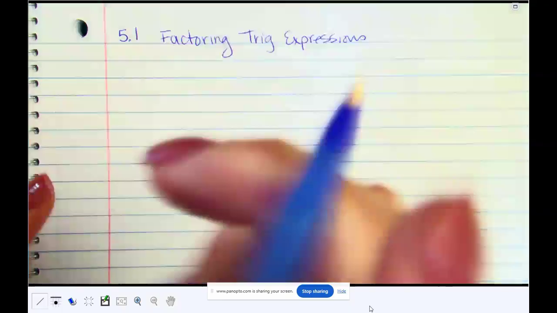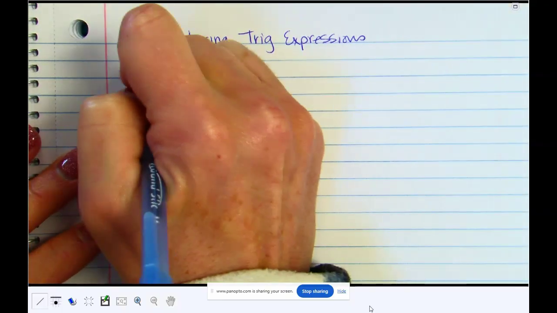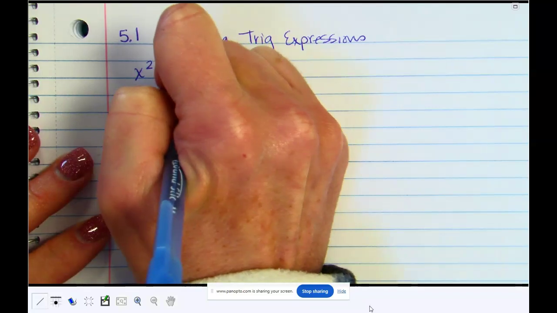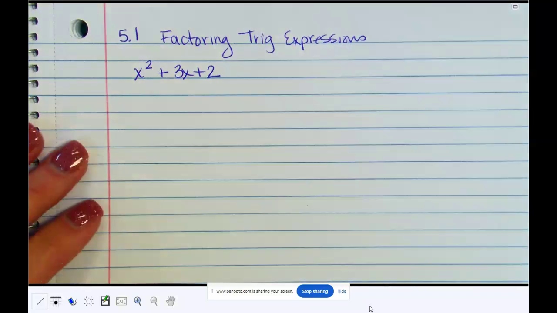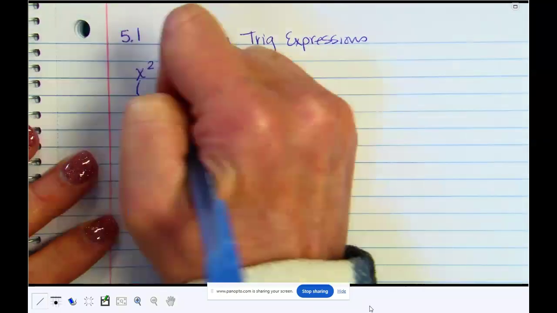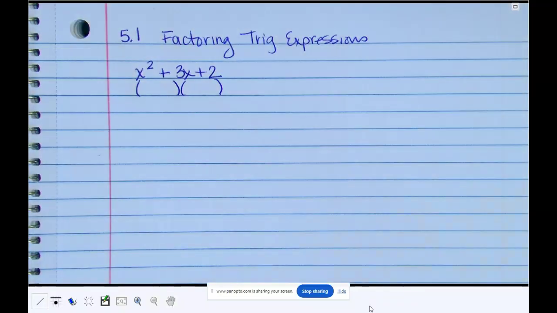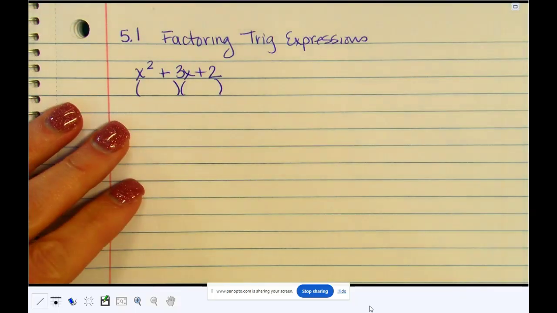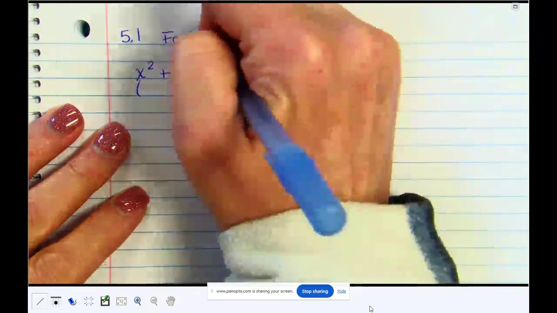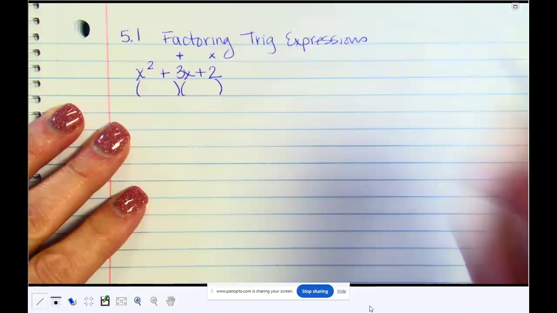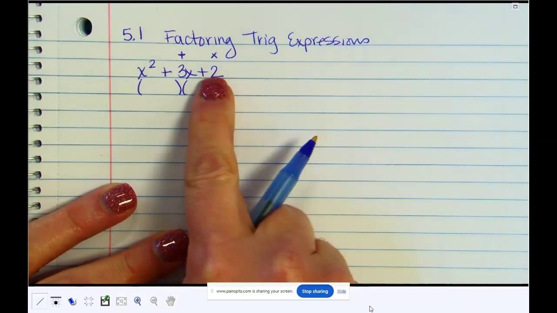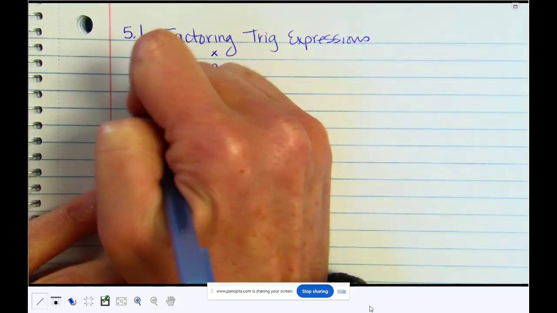So let me just remind you. Let's say we had x squared plus 3x plus 2, and I asked you to factor that. What does it factor to? A reminder, that's why we're doing this: it has to multiply to the end and add up to the middle. So it's 1 times 2. So x plus 1, x plus 2.